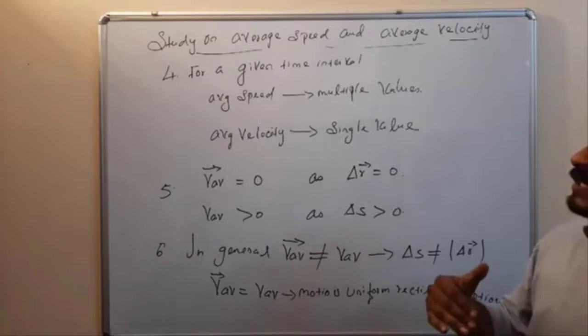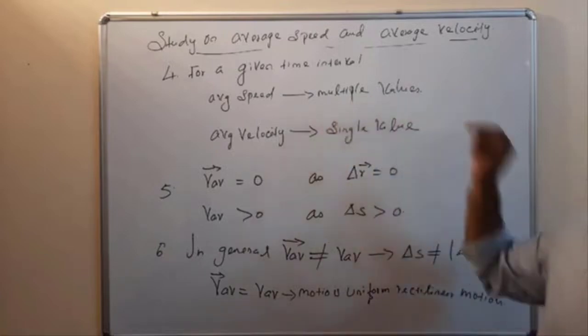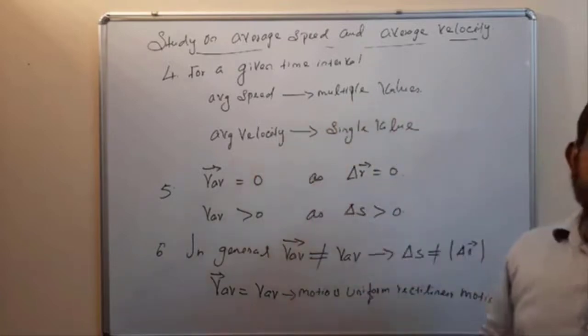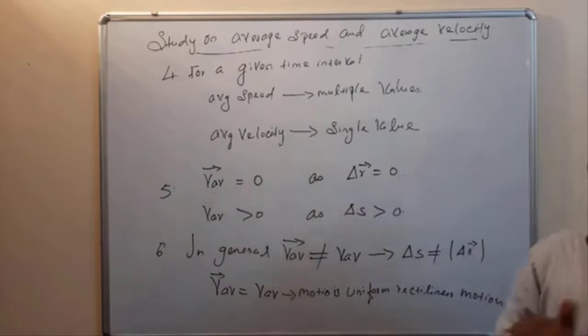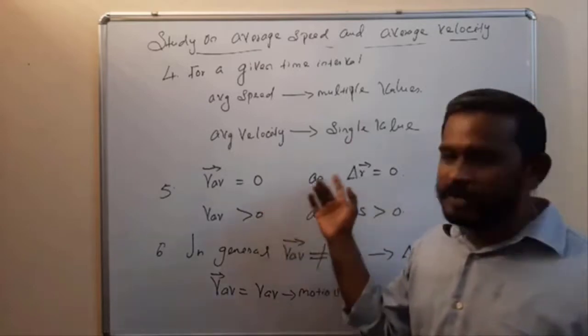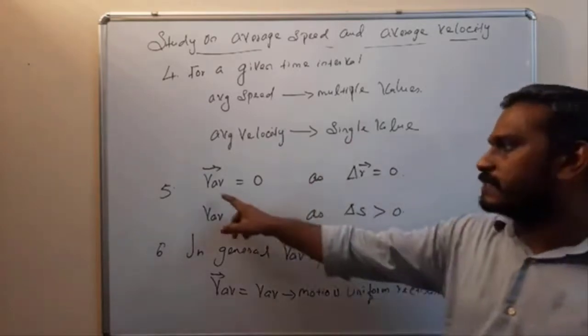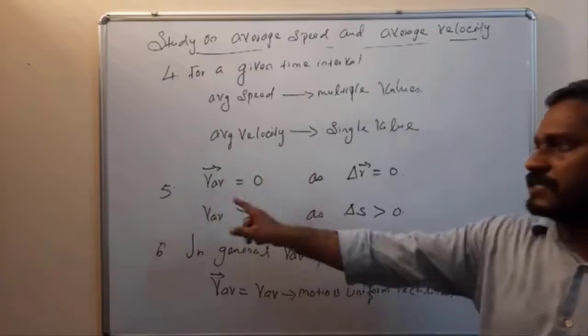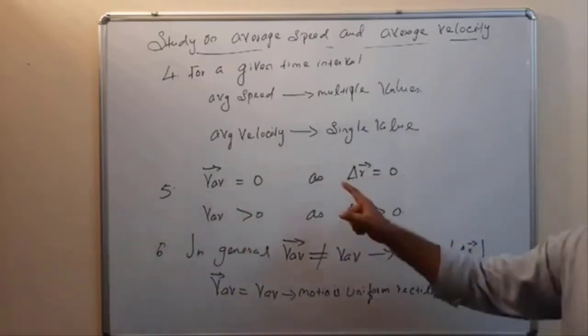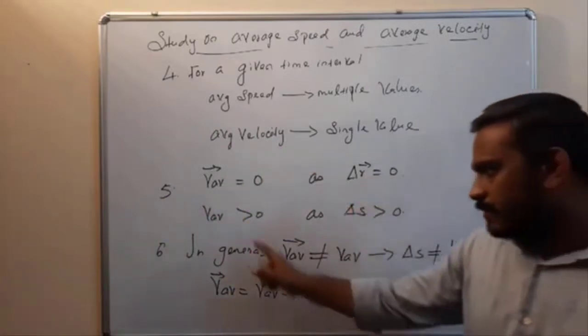Based on the path adopted by the body, we have multiple values of distance. Average velocity means displacement by time. In a total journey we have only one displacement, so it's a single value. If the body comes back to the original position of the journey, the average velocity is equal to 0, because displacement is equal to 0.